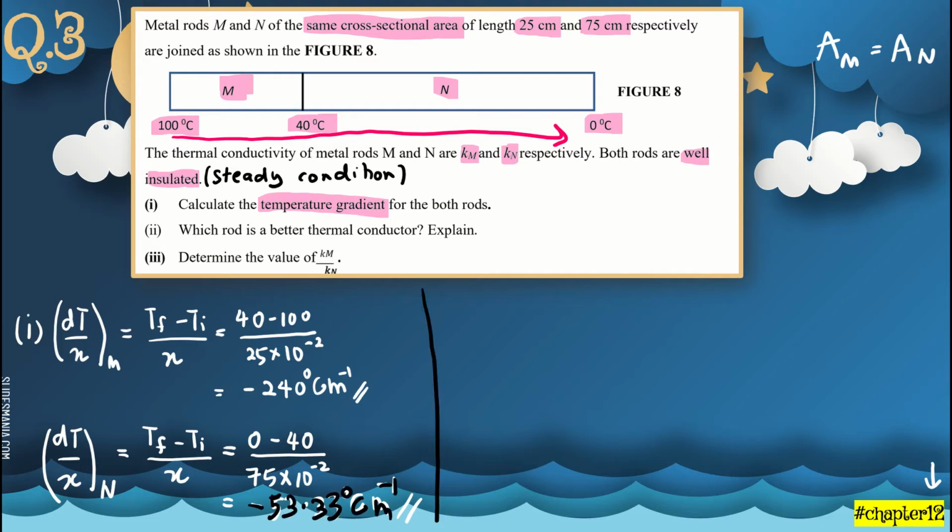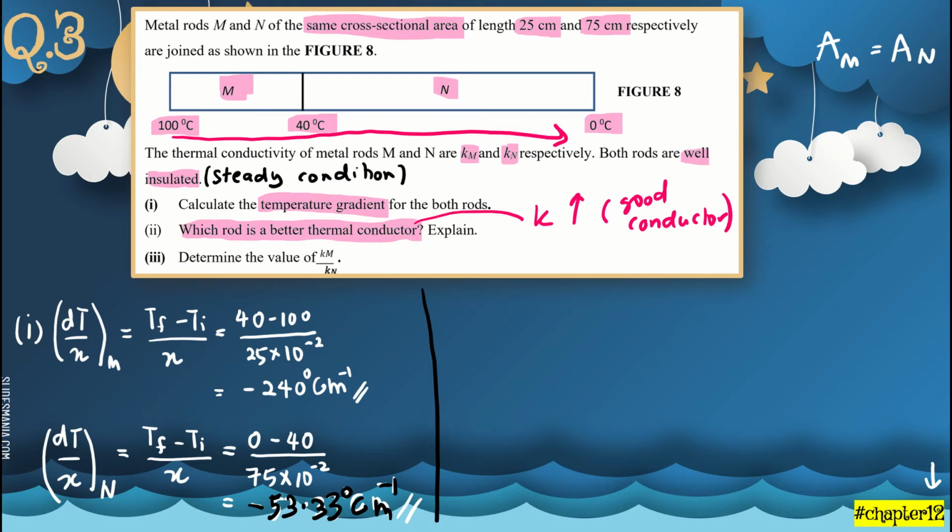The second question is which rod is the better thermal conductor? Thermal conduction is represented by the value of K. So we want to know which rod has a bigger value of K. A bigger value of K means that it is a better conductor, better in conducting heat.